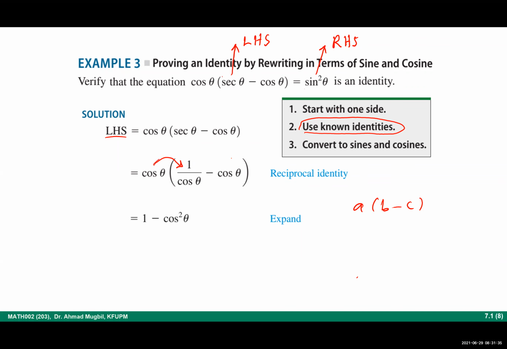Now, when we distribute, look what we'll have. Cosine multiplied by cosine, it will be 1. Minus cosine multiplied by cosine, it is cosine squared. What is 1 minus cosine squared? Sine squared, yes, because you know that sine squared theta plus cosine squared theta is 1. So if you move the cosine to here, you will have sine squared. Great. So we showed that this left-hand side equals the right-hand side, and we have proved this identity.